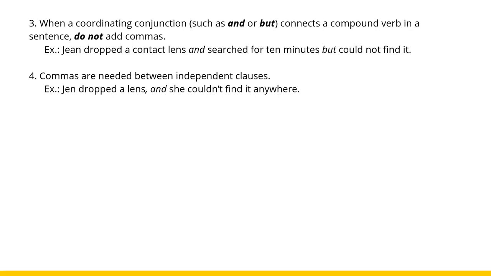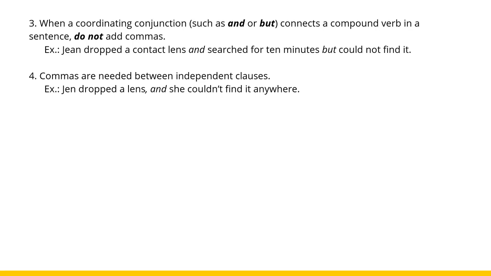So here we have an example. Jen dropped the contact lens and searched for 10 minutes but couldn't find it. So you see how we have these conjunctions, and, but, and we do not use any comma. Because here we have only verbs: we have searched before "and", and we have couldn't before "but". So in that case we do not need any commas, because it's not a complete independent clause, and that's why I would not use commas. So just be very careful and try to remember this rule.